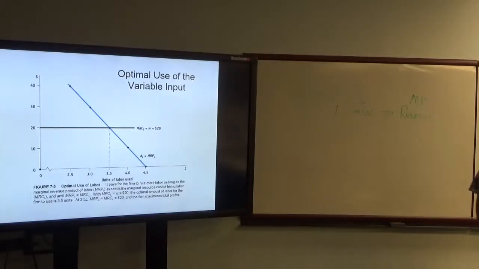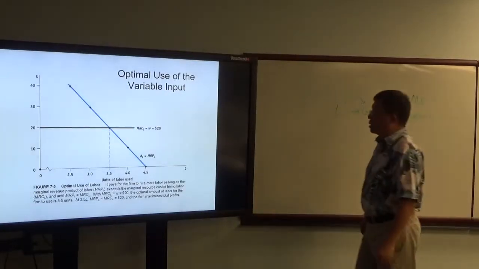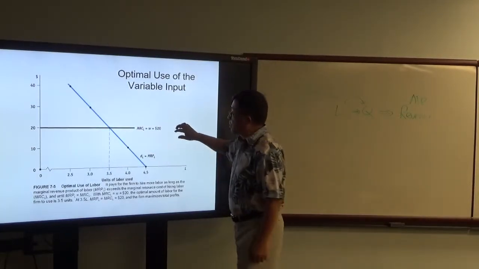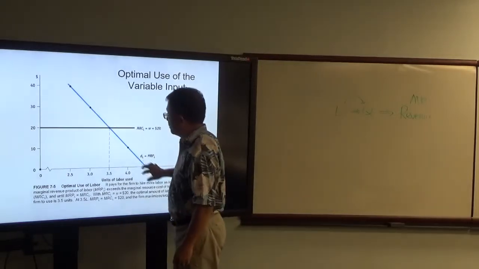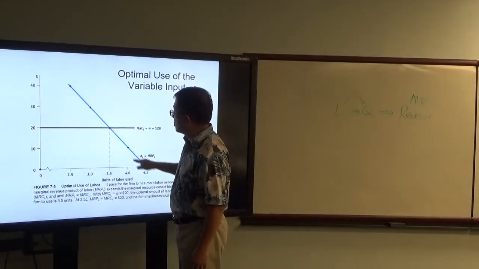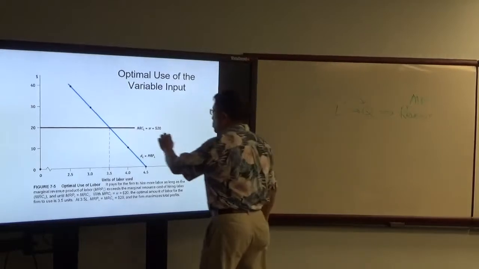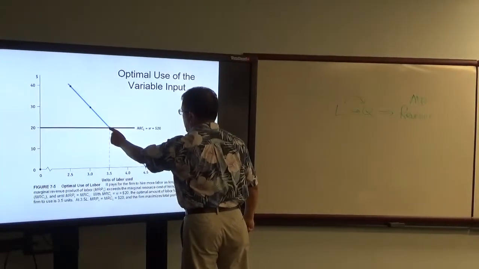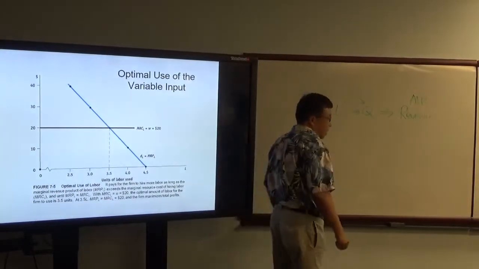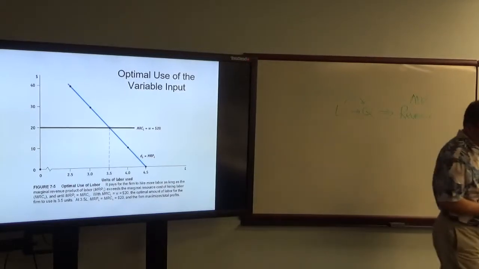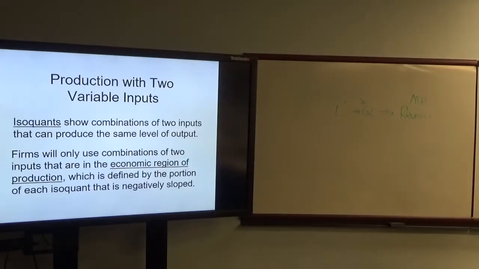And graphically, you will see here, this is the wage rate, and this is the marginal revenue product. It is when the marginal revenue product and the marginal resource cost intersect each other at this point. So that's the optimal solution. How much labor to use?